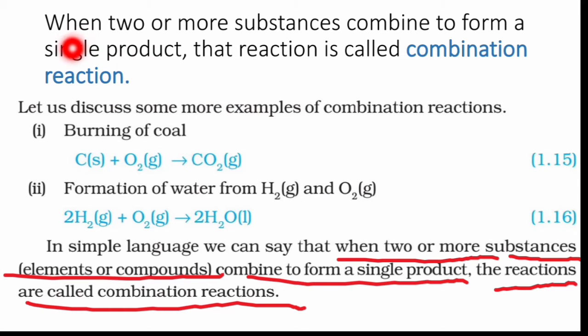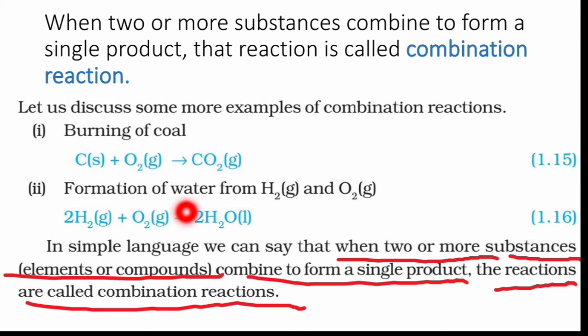So we came to know about combination reaction. When two or more substances combine to form a single product, that reaction is called combination reaction. Let us discuss some more examples of combination reaction, like burning of coal, that is carbon, which is in solid state, and oxygen, which is in gaseous state. It gives carbon dioxide, that is a gas, and what remains is the ash of the coal.